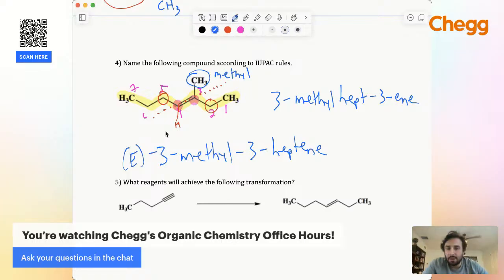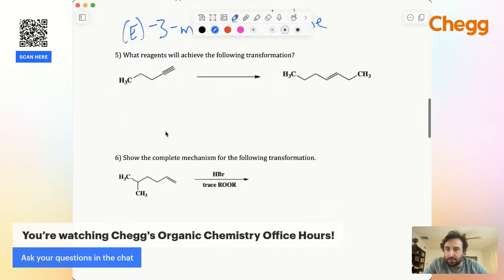Okay. All right, one more. Let's do this. What reagents will achieve the following transformation? So this is something that a lot of students panic on, right? And so what do we want to talk about here? We've got a 5-carbon alkyne, and then we have a 1, 2, 3, 4, 5, 6, 7-carbon alkene.